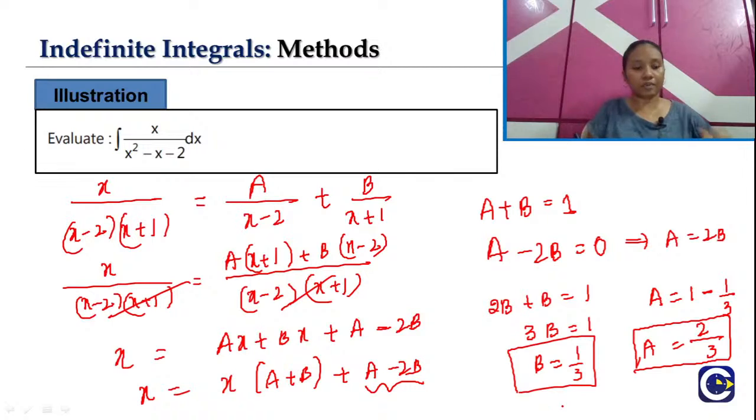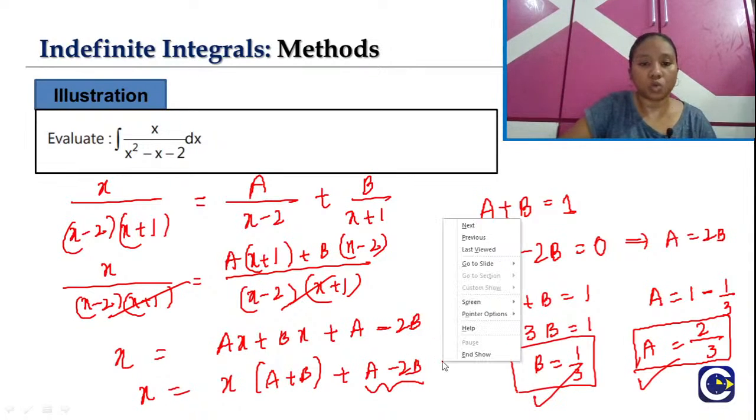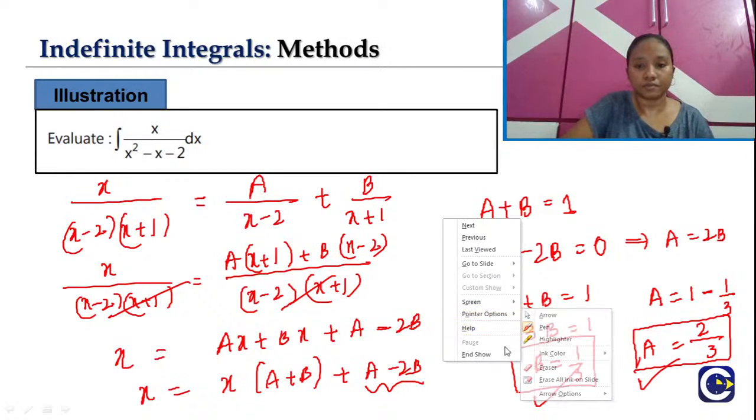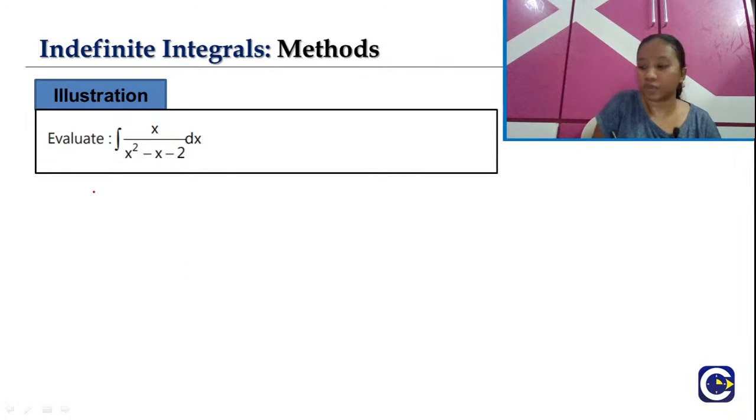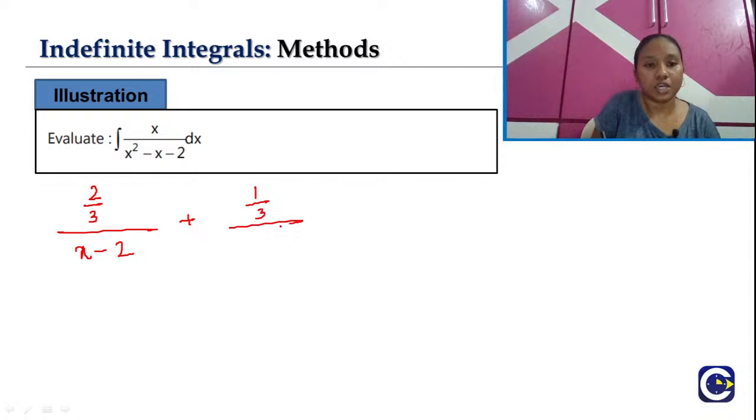So now we end up having our values a and b. So a is equal to 2 by 3 and b here is equal to 1 by 3. So now if we substitute, what will be our integral? So my integral now will be, my a value is 2 by 3, so 2 by 3 by x minus 2 plus 1 by 3 by x plus 1. So this I have to integrate separately.